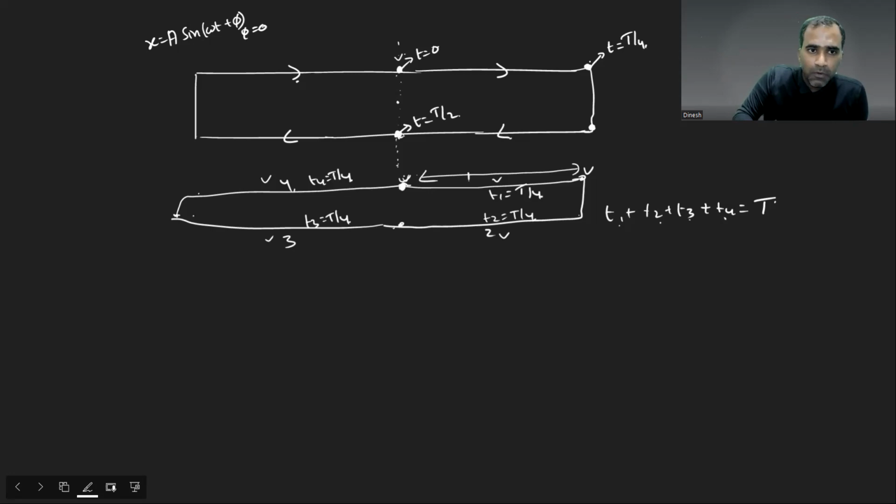Next, to go to this point, how much is the time taken? From this point to this point, we know the time taken is T by 4. From this point to this point. But from this point, if you are trying to measure, how much is the time taken?